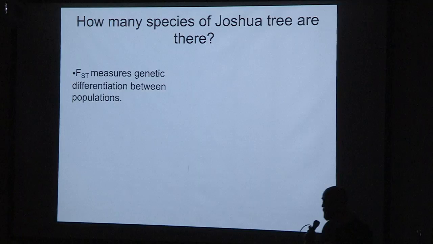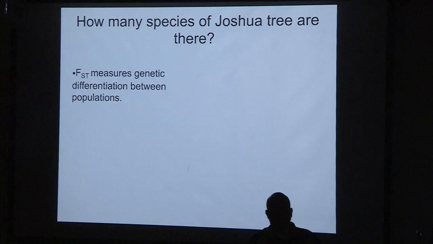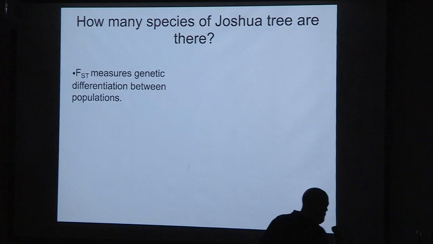So to talk about that, I need to do one more level of abstraction. I need to talk about something called FST. FST is just a measure of genetic difference. How similar are two populations? FST goes from 0 to 1.